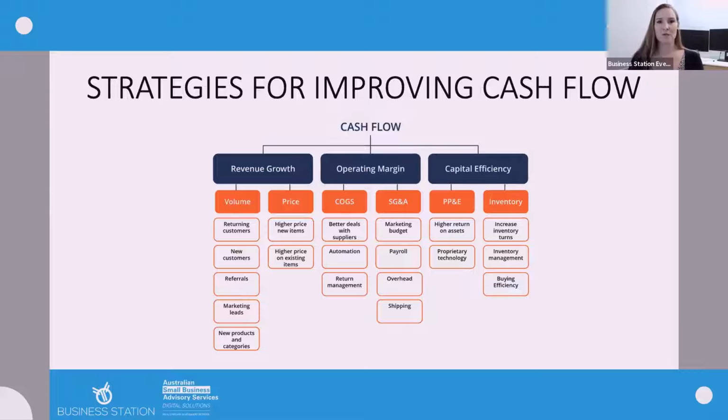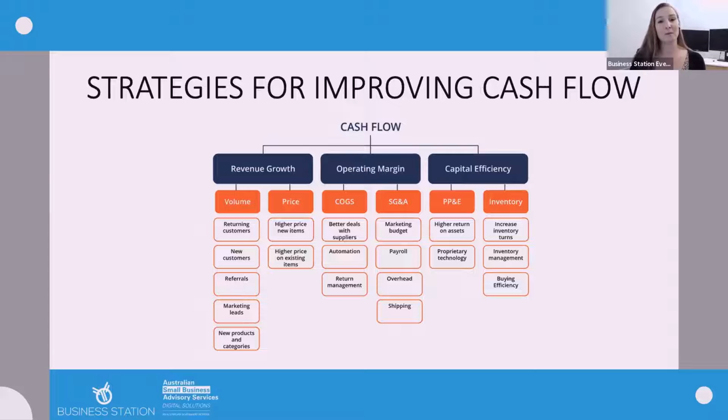Now, in terms of the three main pillars, first of all, you've got revenue growth. Now that's essentially your volume of goods or services sold and basically the price that you're selling it at as well. Your operating margins, and now that comes to your costs of goods sold, as well as your selling, general and administrative expenses. Now, your capital efficiency is really a question of how efficiently you're using your cash to operate and obviously to grow.